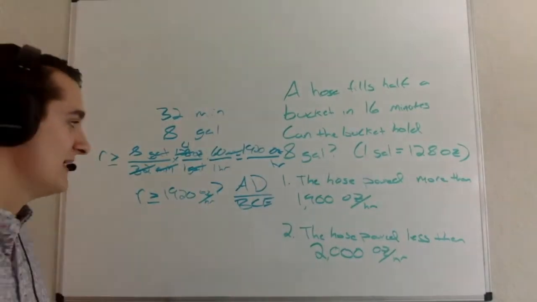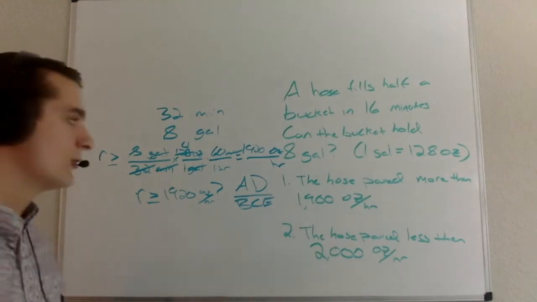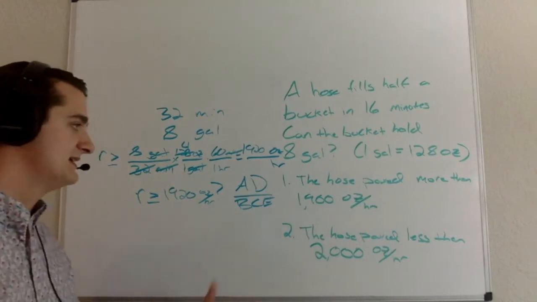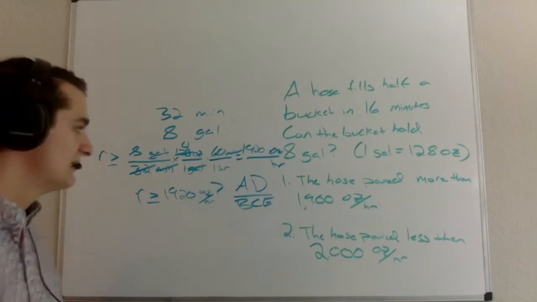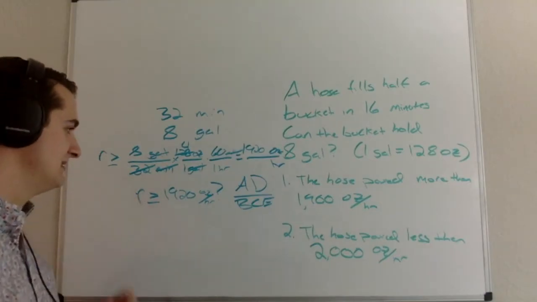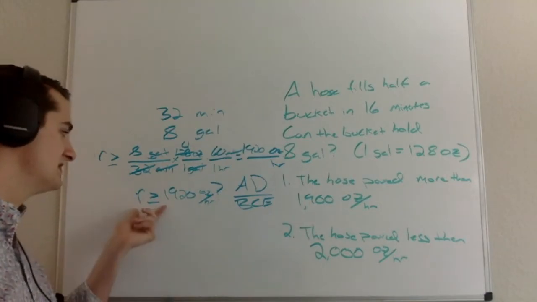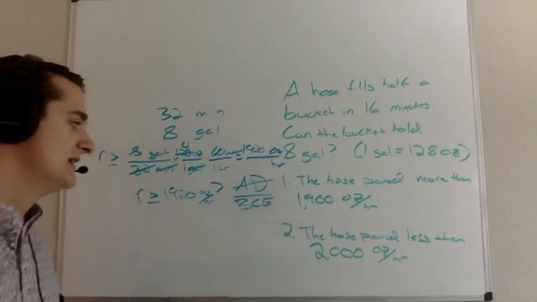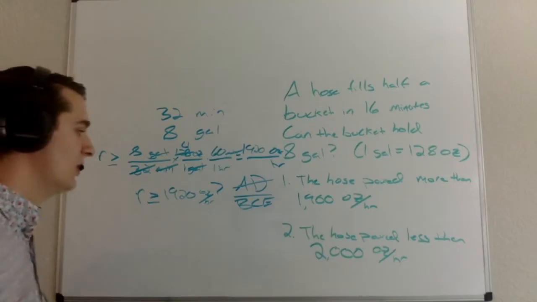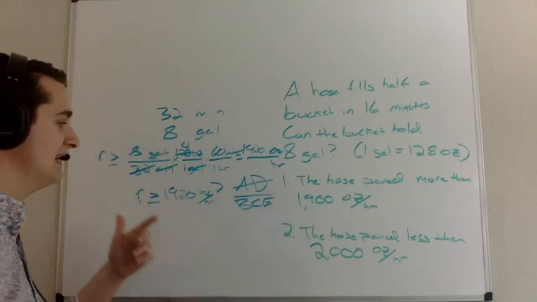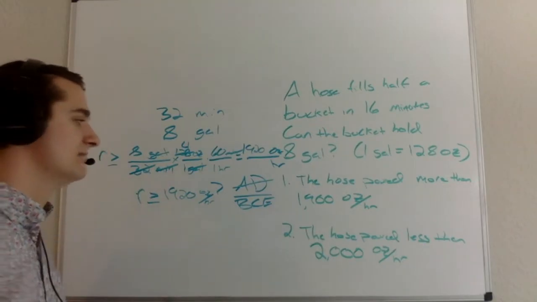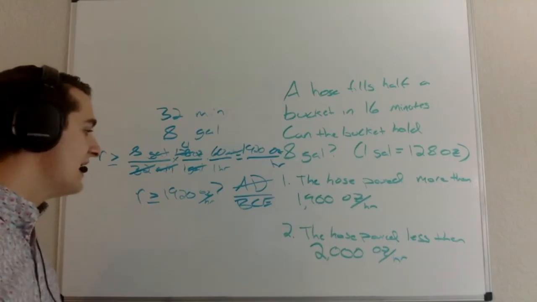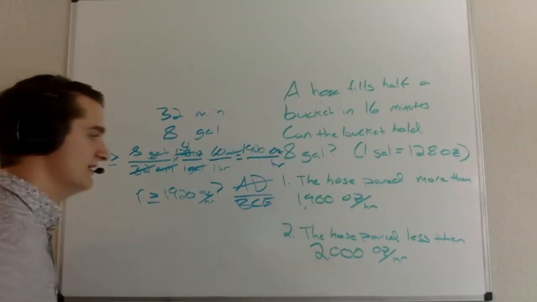So when I look at these two statements, the host poured more than 1,900 ounces per hour. Okay, but it could be 1910, it could be 1901, so I still don't know, so I'm going to eliminate A and D. The host poured less than 2,000 ounces per hour. Okay, but it still could be 1930, it could be something much larger than that. So, not larger than 2,000.